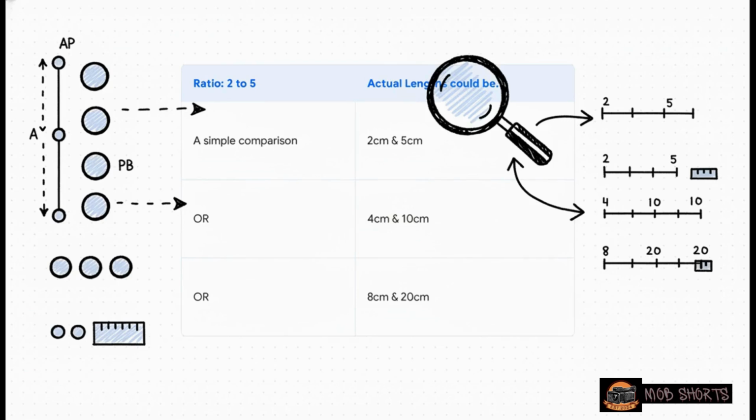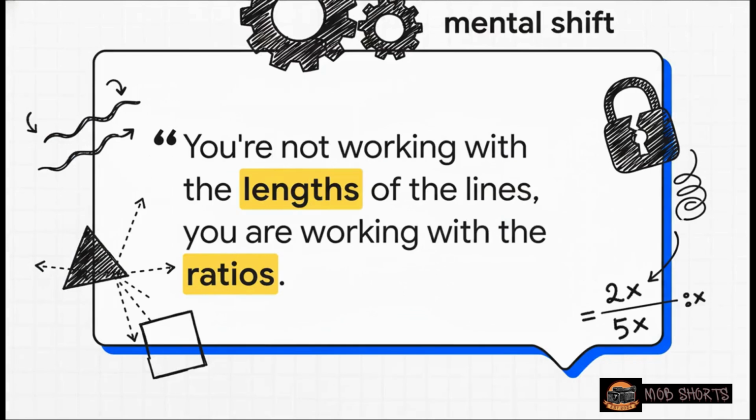You've got to think in parts, not in fixed numbers. And this right here, this is the mental switch you have to flip. When you see a ratio, your brain needs to immediately think in terms of parts, like 2x and 5x from algebra. You're not dealing with concrete numbers yet, just the relationship. Getting this down is the first real step to cracking the code.